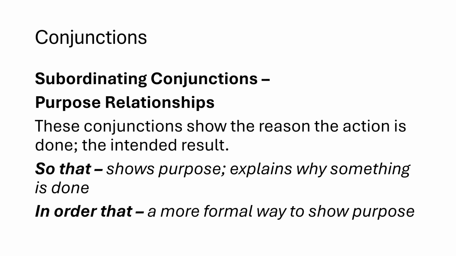These subordinating conjunctions show purpose relationships. These conjunctions show the reason the action is done, the intended result. So that shows purpose, explains why something is done. In order that. It is actually a more formal way to show purpose.